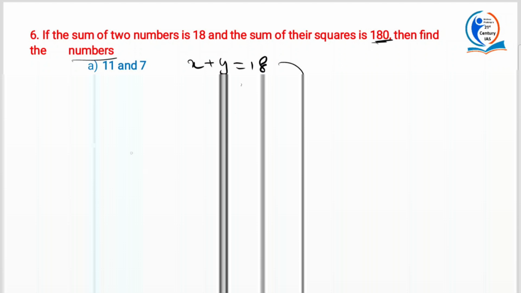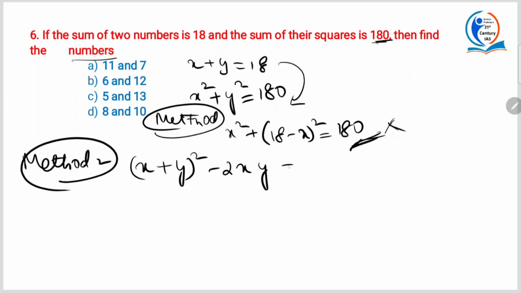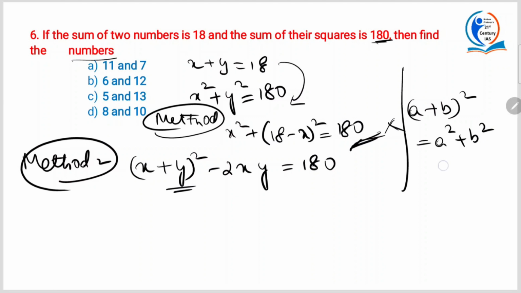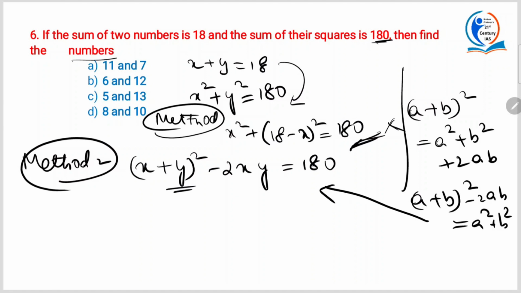See, x square plus y square can be written as x plus y whole square minus 2xy is equal to 180. Now, how did I write this? There is a formula, that is a plus b whole square is equal to a square plus b square plus 2ab. Okay. Now, what did I do? a plus b whole square minus 2ab is how much? a square plus b square. That is what I used here. Okay. x square plus y square, I wrote it as x plus y whole square minus 2xy.